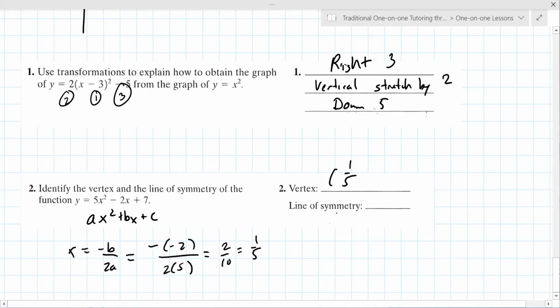That actually gives you the line of symmetry. It's x equals the h value of the vertex. It's x equals h, so it's x equals 1/5. But we still have to find the y value.